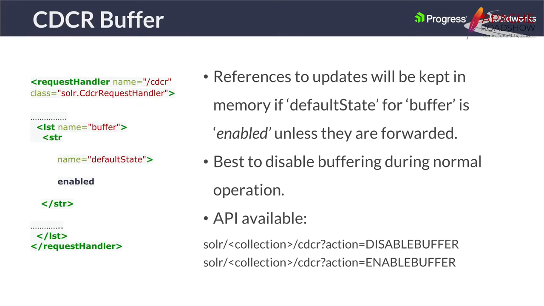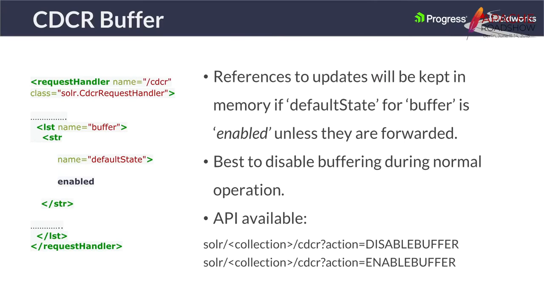So whenever buffer is enabled, all the references to the updates that have been sent to the source will be kept in memory indefinitely until they are transferred to the target. This particular strategy works very well when the number of updates is limited, is in check. But if it gets unbounded, you are bound to face issues with threads or with heap memory. So it is best to disable the buffering during normal operation or when the normal replication is in place. APIs are available with action=DISABLEBUFFER to disable it, and action=ENABLEBUFFER to enable the buffer.